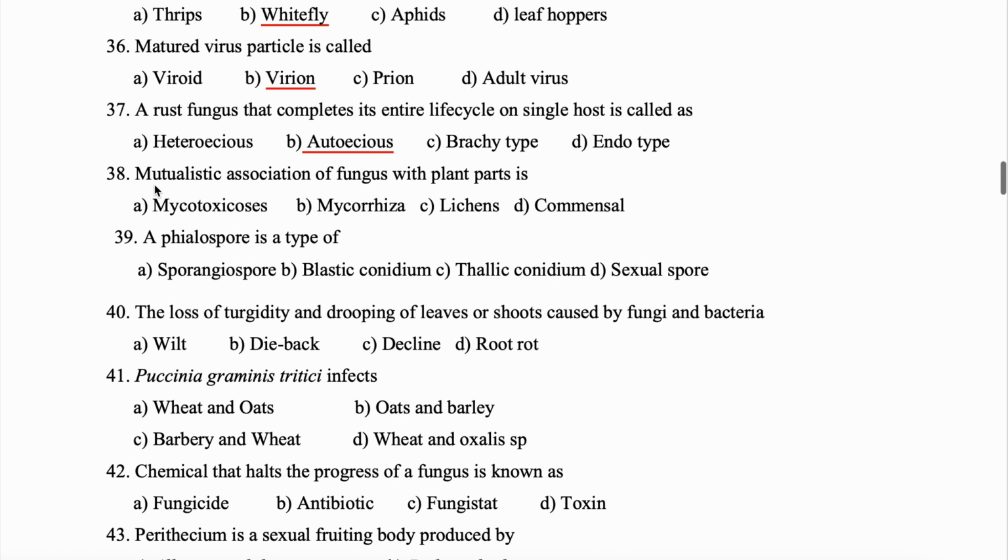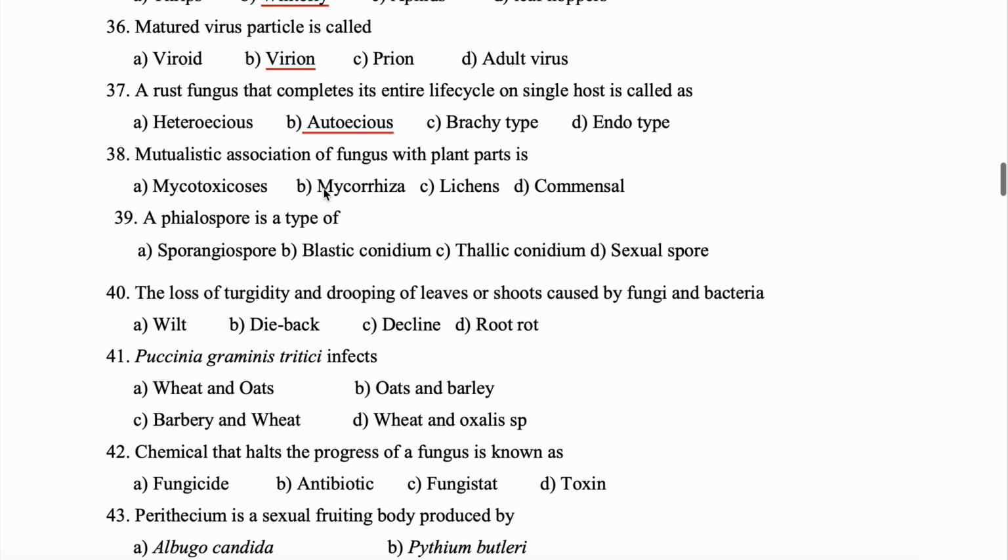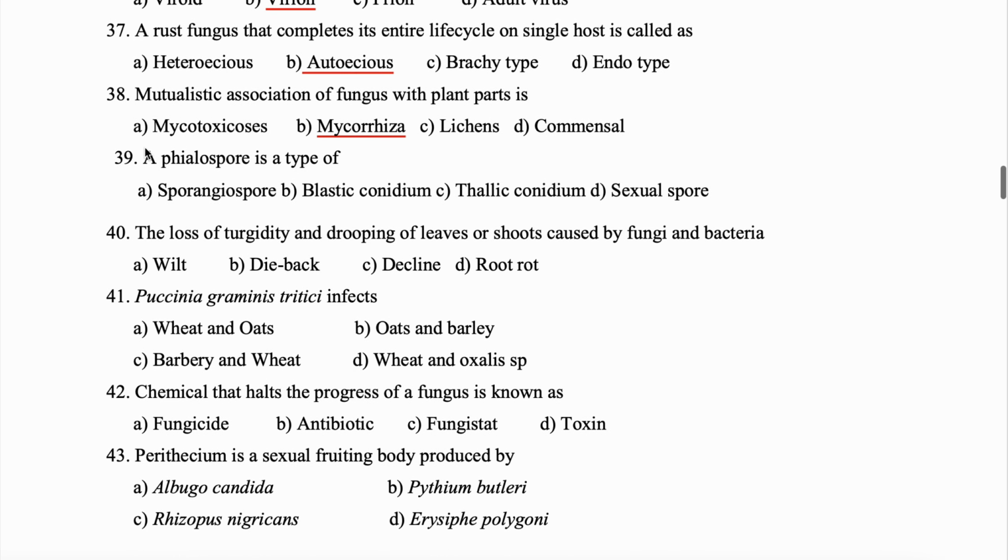Okay. Next question. Mutualistic association of fungus with plant parts. It will be mycorrhiza. So mycorrhiza is the mutualistic association between fungus and the roots of higher plants. This is also a mutualistic association, all the other options, but for fungus and plants, it's mycorrhiza. Question 39. A phyllospore is a type of blastic conidium.